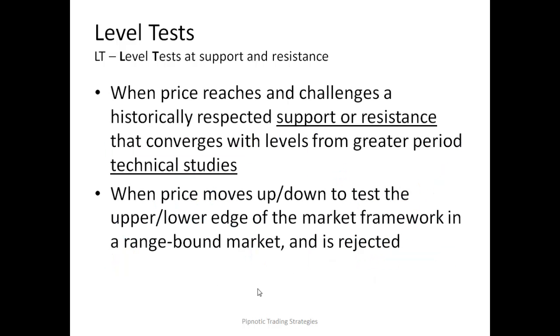But I'll read these aloud. When price reaches and challenges a historically respected support or resistance level that converges with levels from greater period technical studies, or when price moves up or down to test the upper or lower edge of the market framework in a range-bound market and is rejected. So here you have price stuck between an upper level of resistance and a lower level of support, and price will be moving between these two. Then you'll be looking to buy at support and sell at resistance.